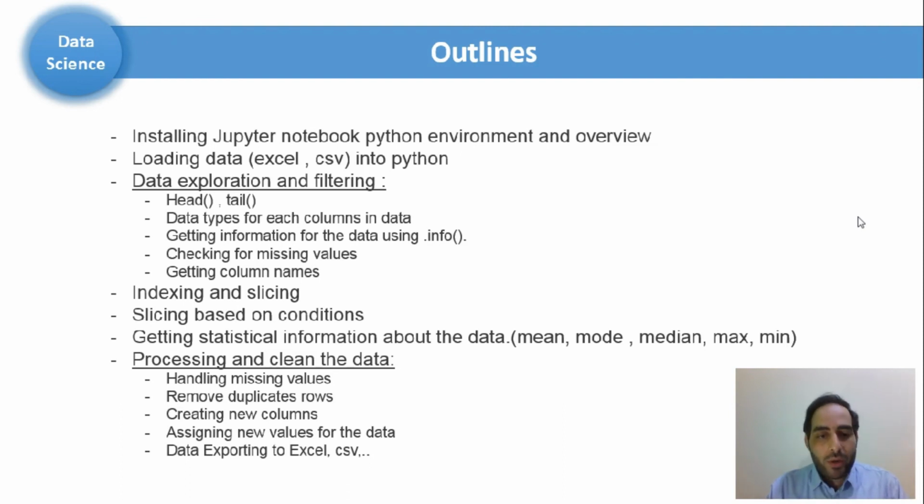We're going to see also how to create a new column. So you have, for example, 10 columns and you want to create column number 11. We're going to see how to do that. We're going to see also how to assign a value for our data, for our columns. We are going to see how to change the existing values with new values, and we are going to see how to assign value for our new column.